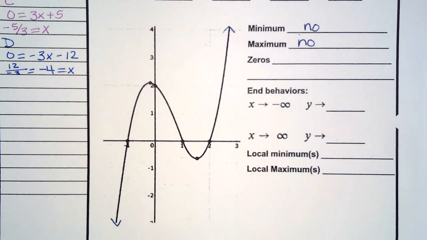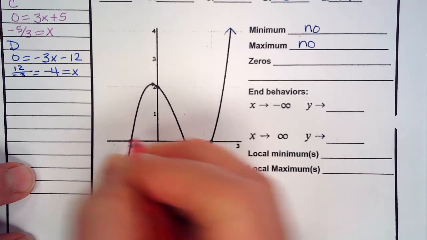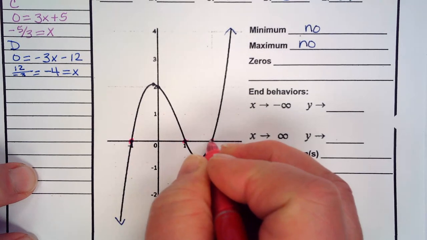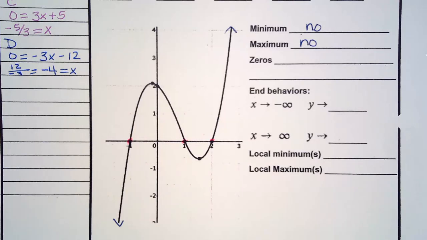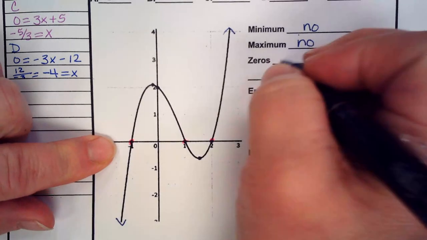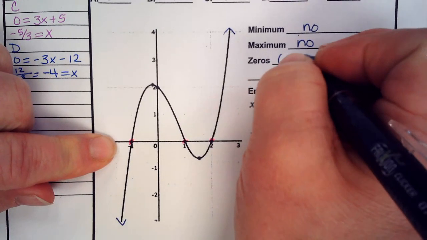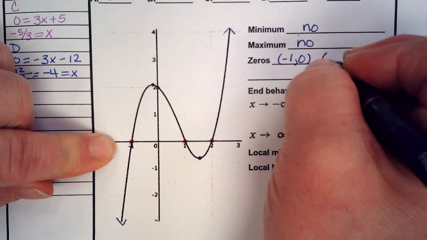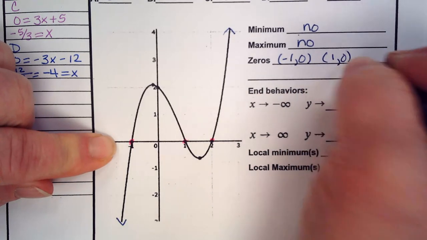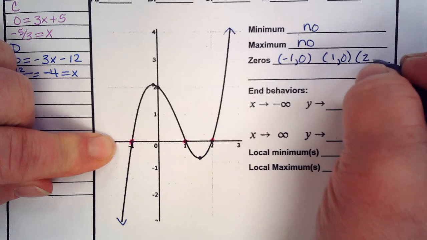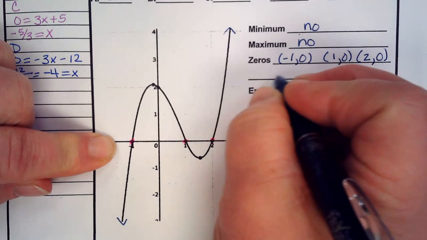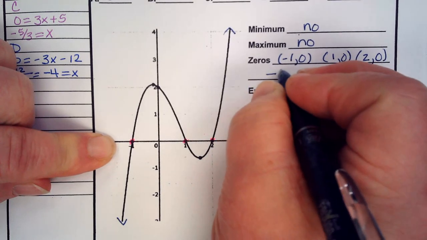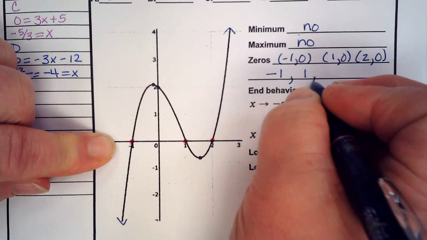Okay, where are my zeros at? Zeros are where it crosses the x-axis. It crosses at 3 points, at (-1, 0), (1, 0), and (2, 0). So our zeros are -1, 1, and 2.